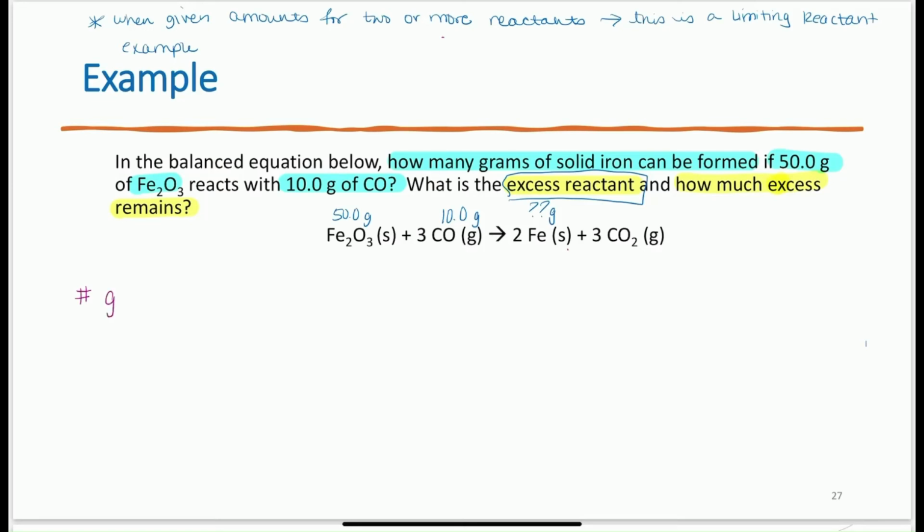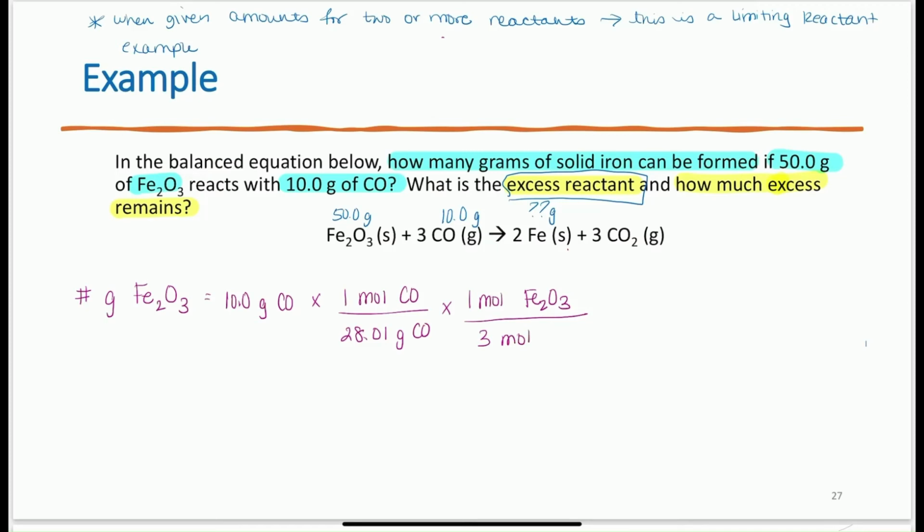Well, let's look. Number of grams of iron 3 oxide that I need to react all of my carbon monoxide. I've got 10 grams of carbon monoxide. Convert that to moles. 1 mole of carbon monoxide is 28.01 grams of carbon monoxide. Now that I'm in moles, I can convert to moles of iron 3 oxide. 1 mole of Fe2O3 to 3 moles of CO. Always check yourself. Grams of CO have canceled, moles of CO have canceled. Now I've got moles of iron 3 oxide.